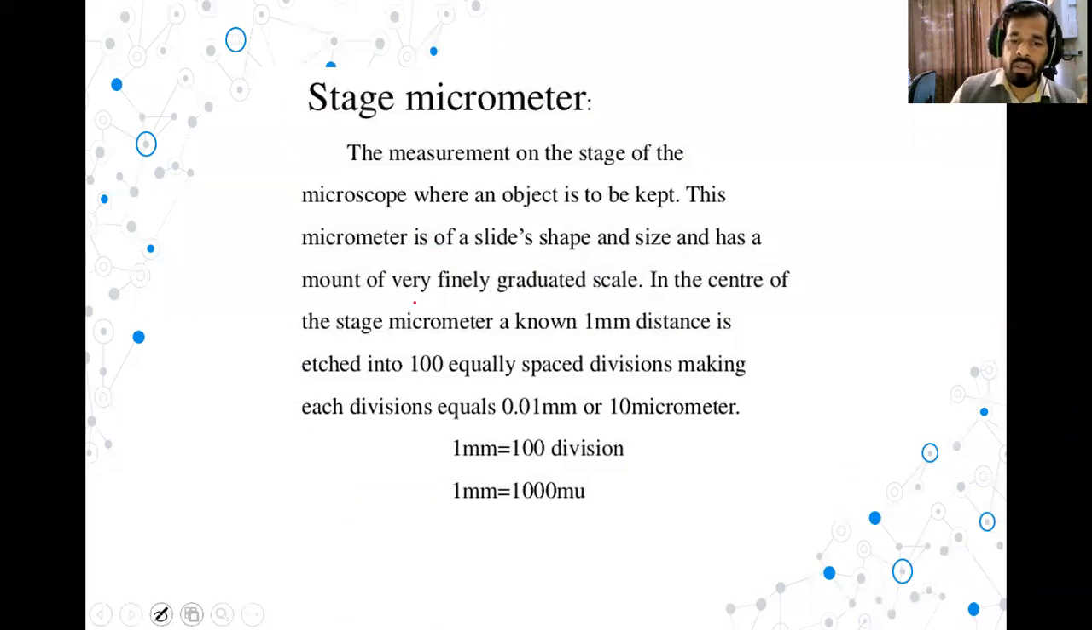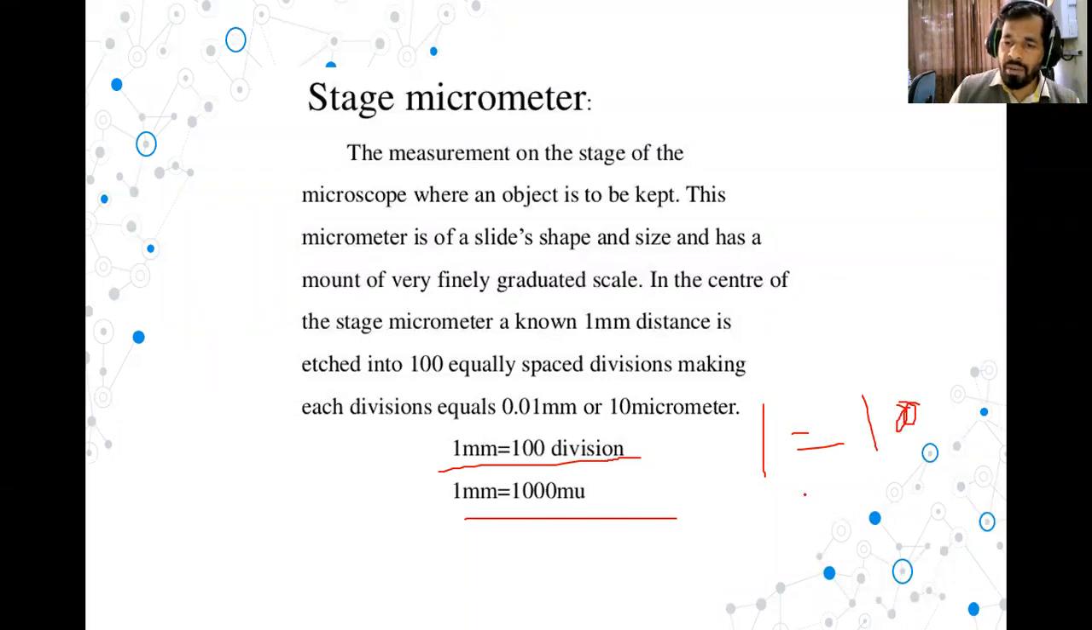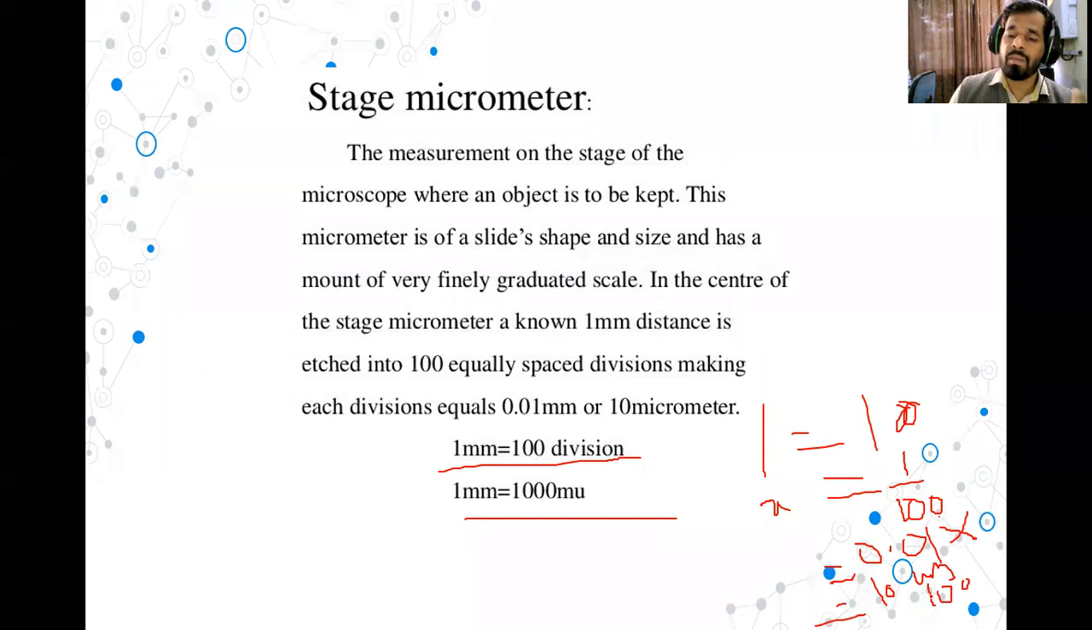Now in the stage micrometer, you will see 100 divisions, and 1 mm is equal to 1000 micrometer. What is the value of 1 division? Because 1 mm consists of 100 divisions, x is equal to 1 divided by 100, which is 0.01 mm. That is the value of 1 division. If you multiply it by 1000, you get 10 micrometer. So the value of 1 division is 10 micrometer.